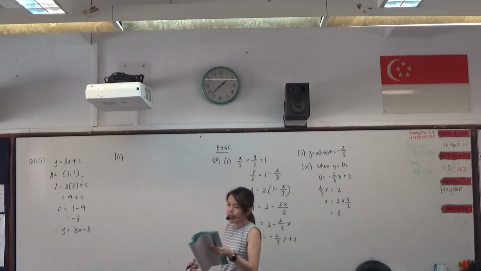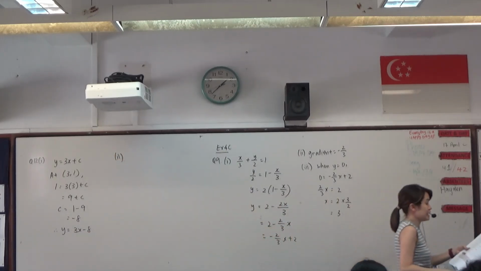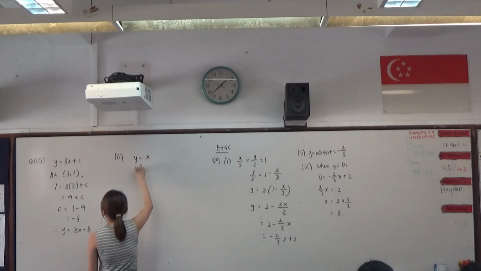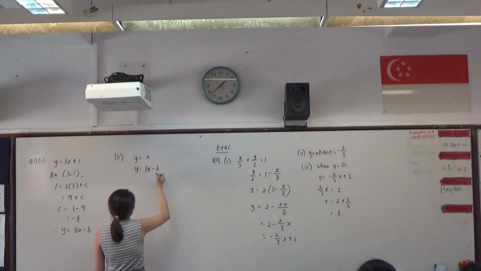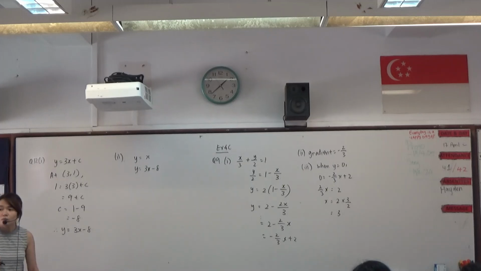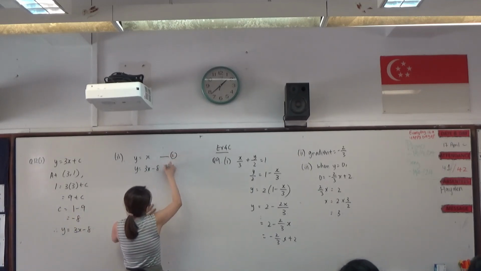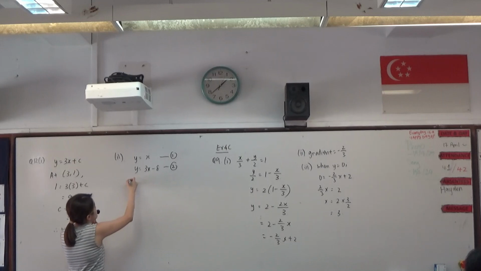Part 2, hence find the coordinates of the point of the intersection of the line in part I with the line y equals to x. If I want to find intersection point between two lines, what do I have to do? What do I have to do? If I want to find the intersection point of two lines, do the substitution method or elimination method. Essentially, it's solving simultaneous equation.